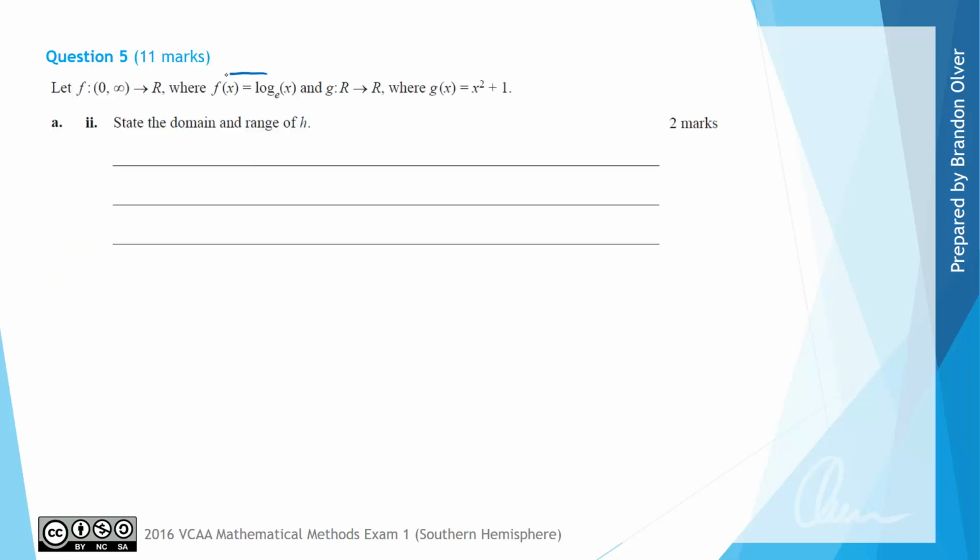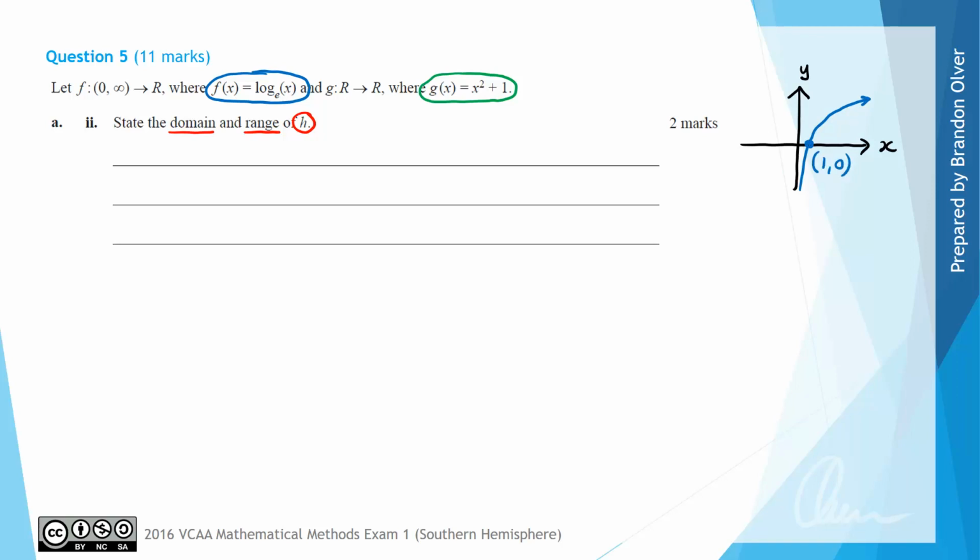So we still have the functions f of x equals log e of x and g of x equals x squared plus 1. For part 2 of question A, we're asked to state the domain and range of this function h. So just over to the side we're going to do a few quick sketches of the graphs that we're dealing with in this question. The first graph is f of x, which is log e of x, and it has an x-intercept at 1, 0, and an asymptote with the equation x equals 0. Next up, we're also going to sketch the graph of g of x, and it was a parabola and it had a turning point at 0, 1.